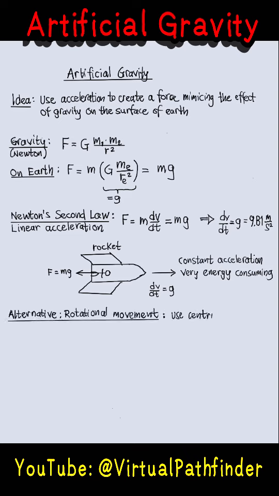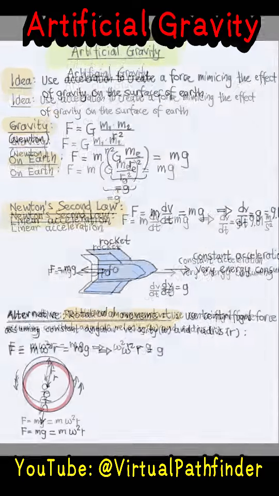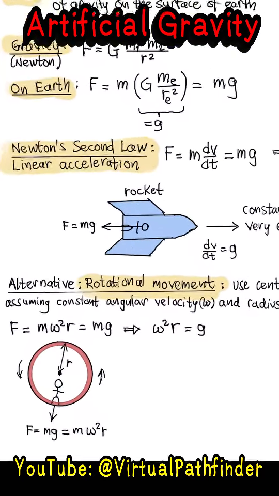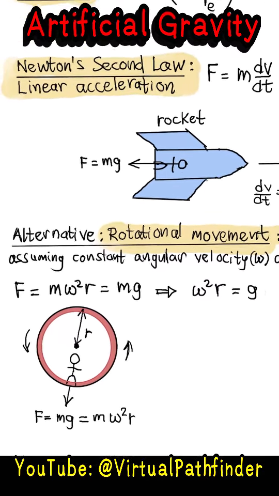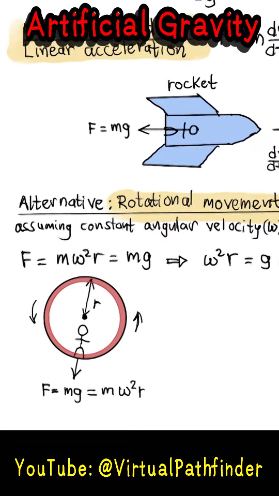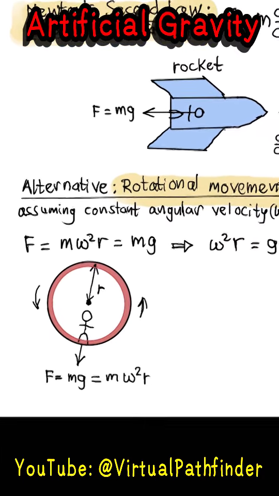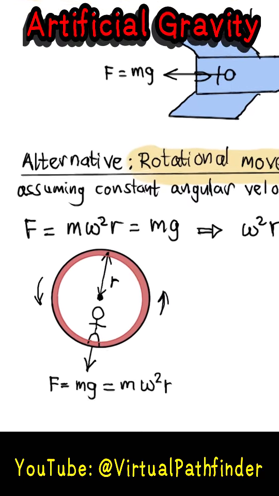Artificial gravity can instead be created using rotational movement, where a centrifugal force, which is a fictitious force, will mimic the effects of gravity in the direction away from the center of rotation. Assuming there is a constant angular velocity, omega, and that the astronaut stays at a constant distance from the center of rotation, the force experienced by the astronaut will be F equals m omega squared r, where r is the distance from the center of rotation.